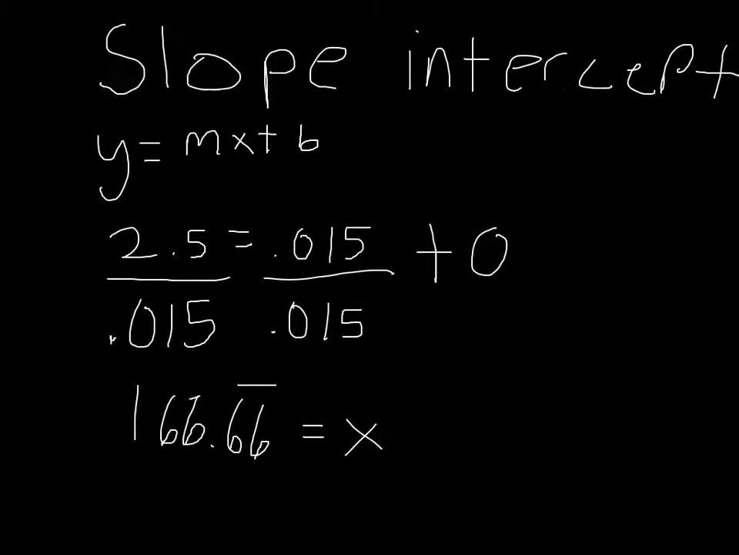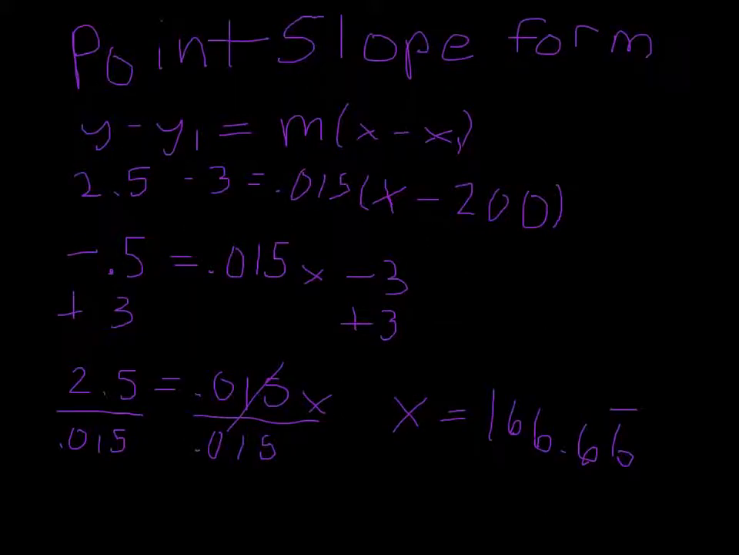So you could see here is slope-intercept form all worked out, plus 0, and we end up getting that x is equal to 166.66 repeating. And I also did it in point-slope form just so you guys could see what it looked like. And you just plug in any of the two coordinates you already know, where the x and y's are. And so I went through and I got the exact same thing, which is x is equal to 166.6 repeating.